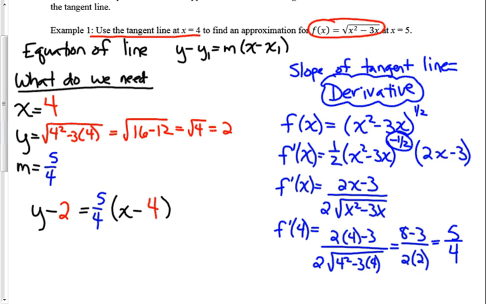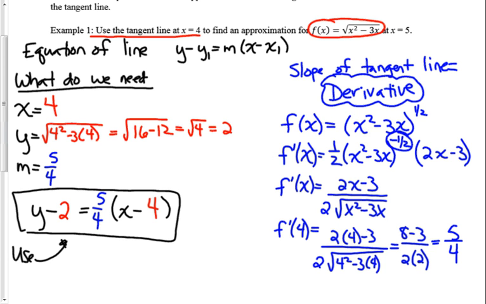I should be finished at this point. Well, not exactly. I need to actually use this equation to find my approximation. So at this point, I'm going to use this equation that I have here to approximate my function value at x is equal to 5.